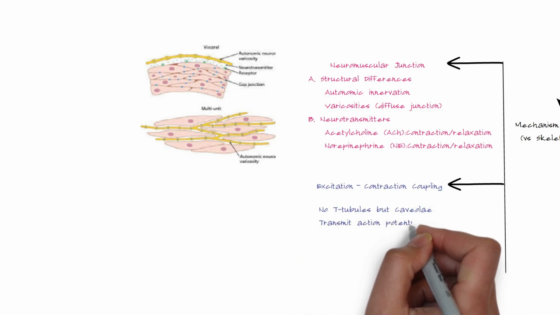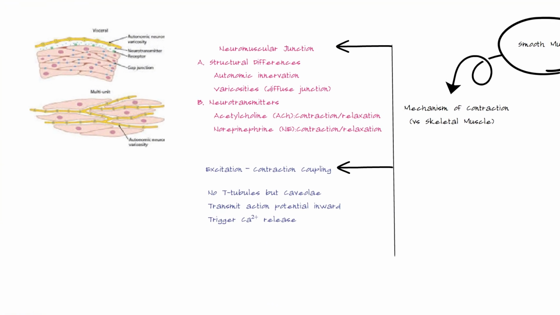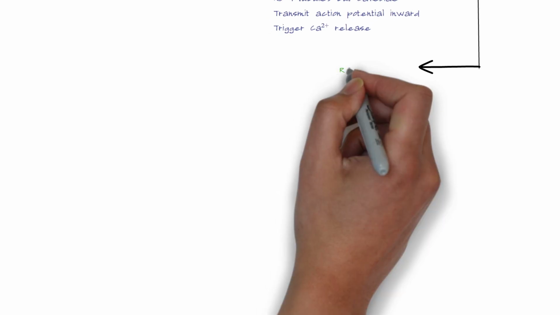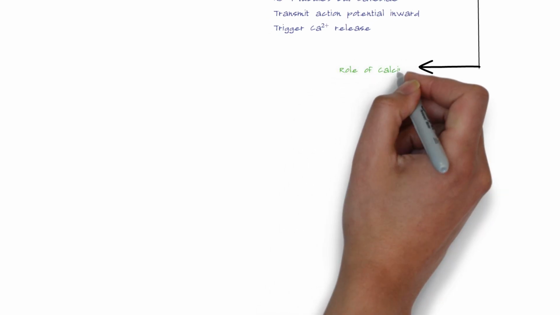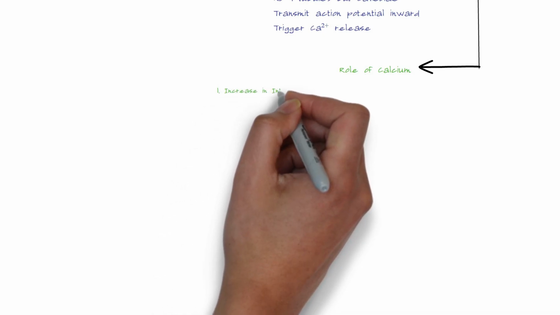Now let's talk about the second point, which is the excitation-contraction coupling. In the smooth muscle, there are no T-tubules, but rather caveolae, and they transmit the action potential, triggering the release of the calcium. What about the role of the calcium?